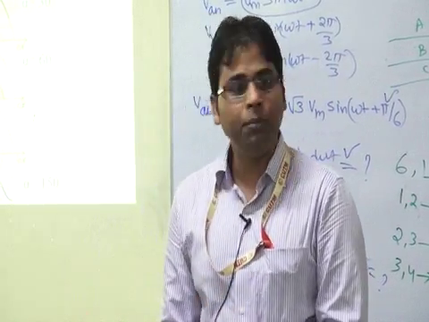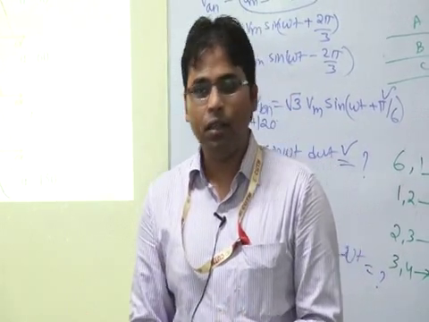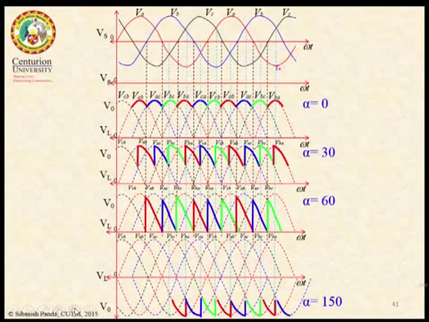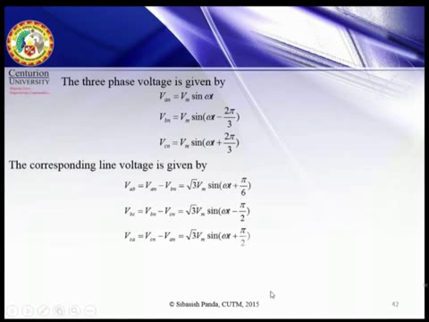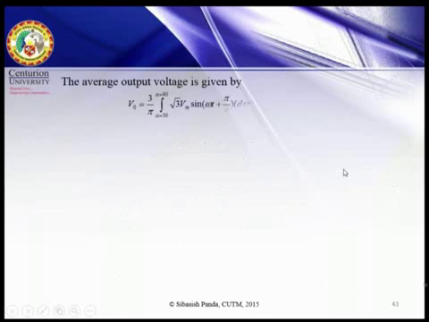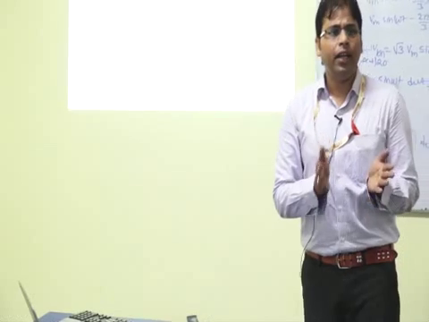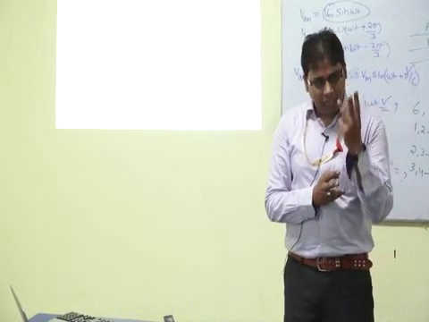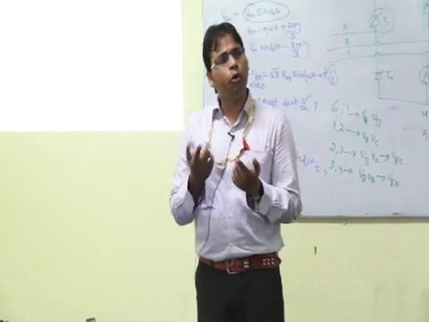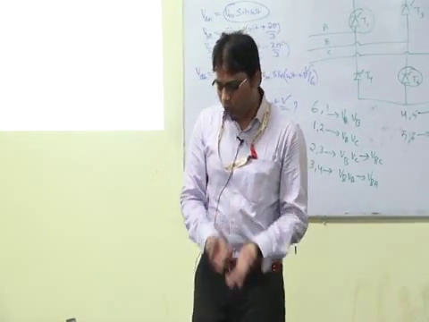Is it clear, the waveforms, or any doubt? Now these are the corresponding line voltages, already discussed. These are the phase voltages and these are the line voltages. So the average output voltage: if you take up to pi, how many pulses do you get up to pi? 3 pulses. Either you can take the average up to pi or up to 2 pi, no problem, both are the same. Why?